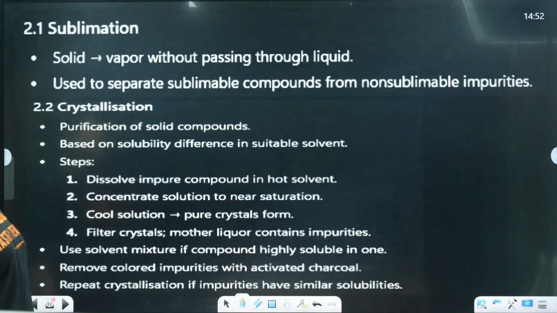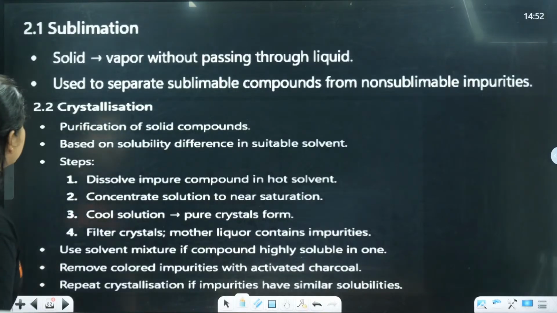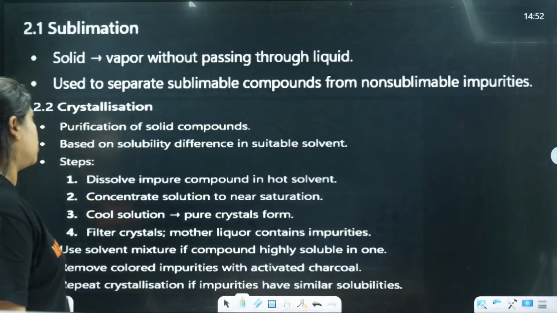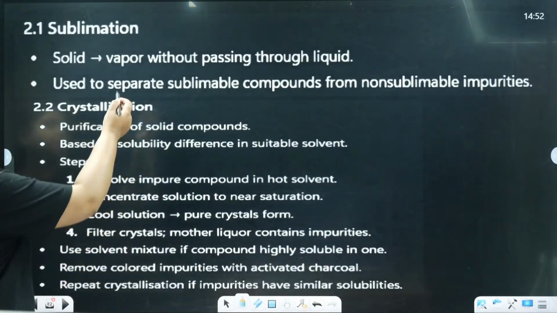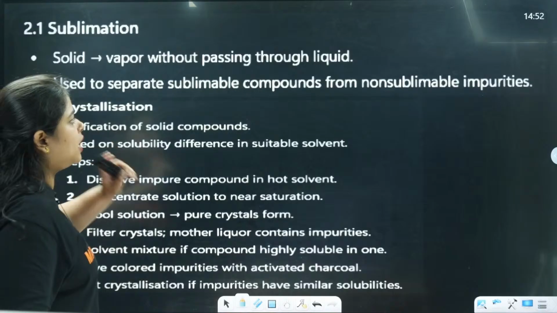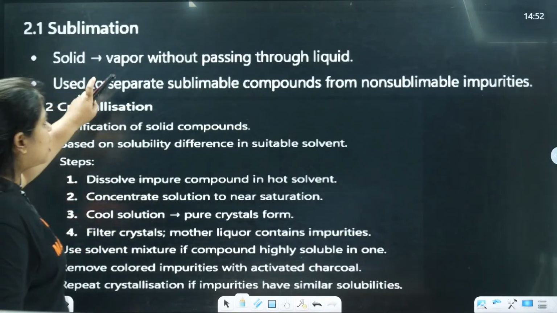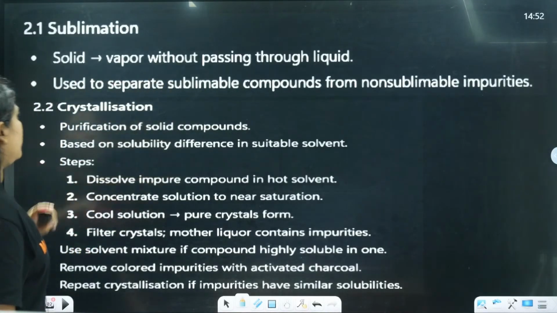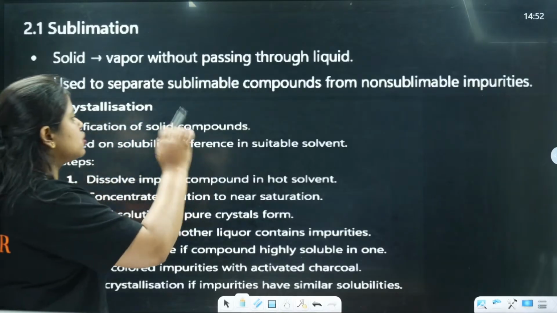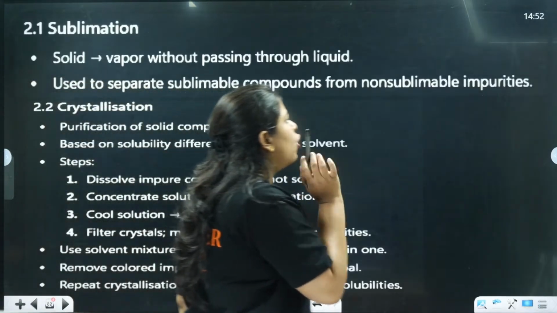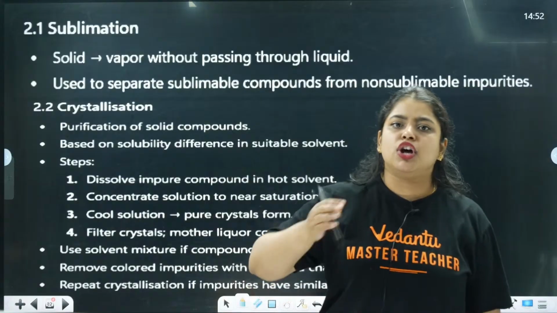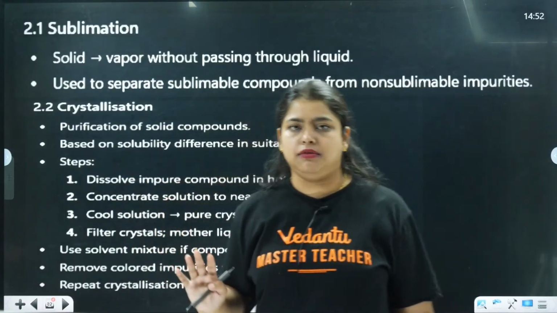So, this melting and boiling point also you will do. I think you might not do it. Maybe your teacher will do it and show you. Now, first comes sublimation. What is actually happening in sublimation? The solid changes into vapor without passing through the liquid state. Use it to separate sublimable compounds from non-sublimable impurities. Solid converts directly into gas.